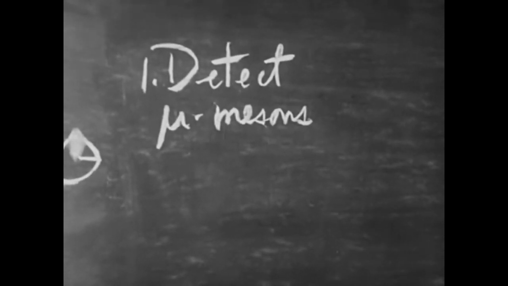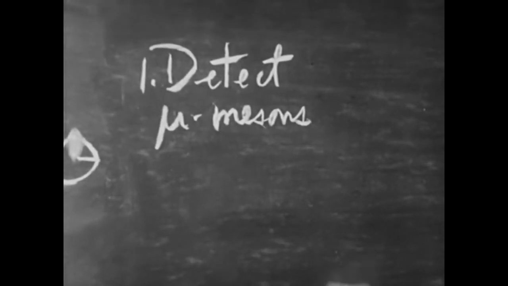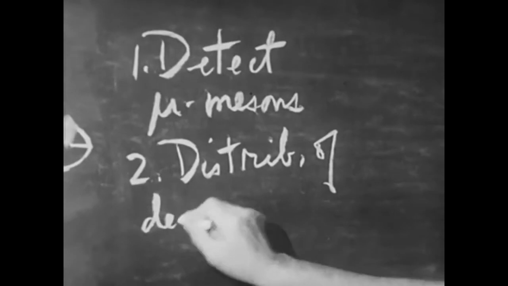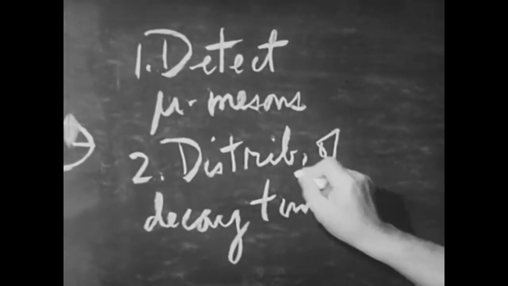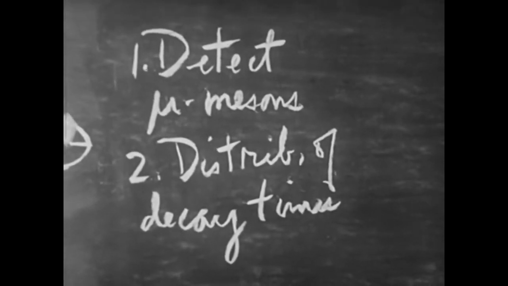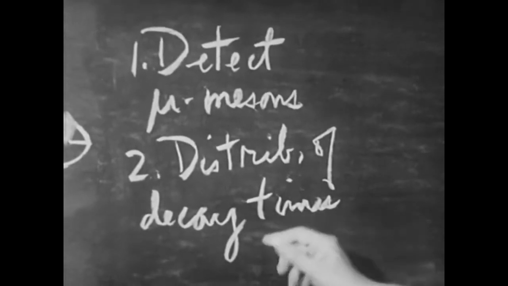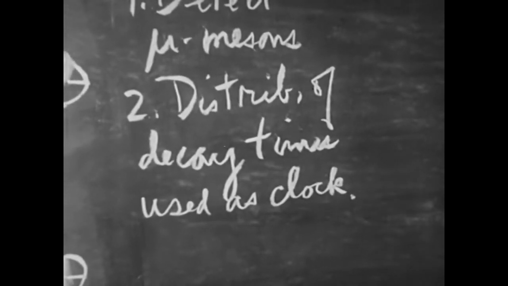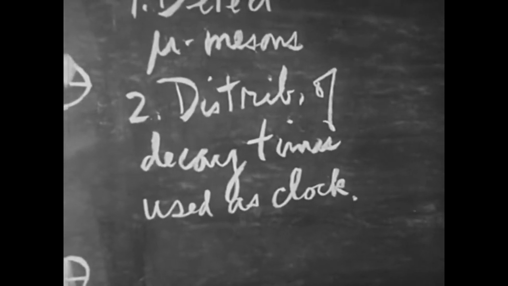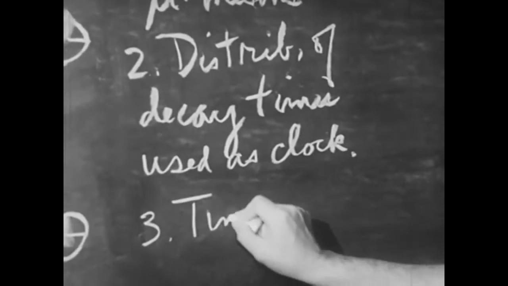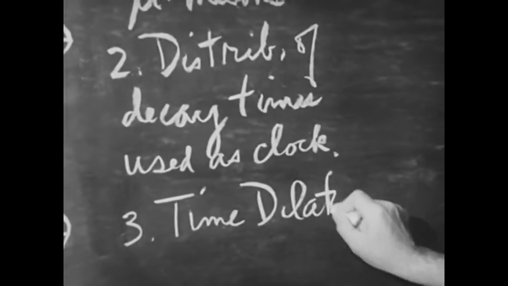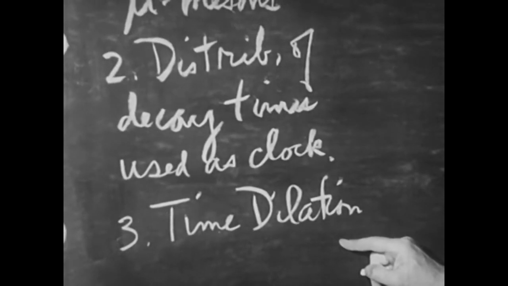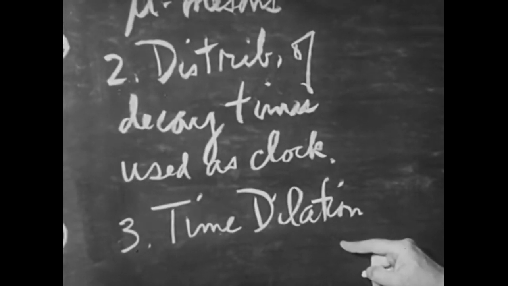Then we'll stop some of these mu mesons to measure the distribution of their radioactive decay times. As you'll see, this will enable us to use these mesons to measure time intervals. So distribution of decay times used as clock. Finally, we'll use these meson decay clocks to measure time dilation. We'll compare two measurements of a time interval, the measurement by mesons going at high speeds with respect to us, and the measurement by mesons at rest with respect to us.